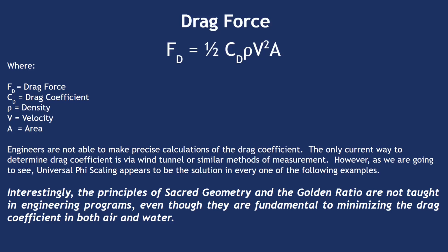So what's interesting about this is that the principles of sacred geometry and the golden ratio are not taught in engineering programs. At least that's my understanding after having spent a lot of time trying to figure this out and talking to a number of engineers. But if anyone knows different, please get in contact with me so I can restate this. But I have not been able to find any information linking sacred geometry to engineering or fluid dynamics, even though the golden ratio and universal Phi scaling are demonstrated to be important in the minimization of the drag coefficient in both air and water.